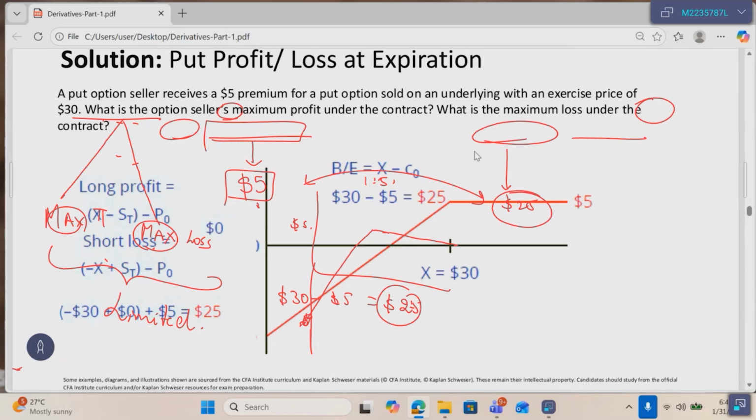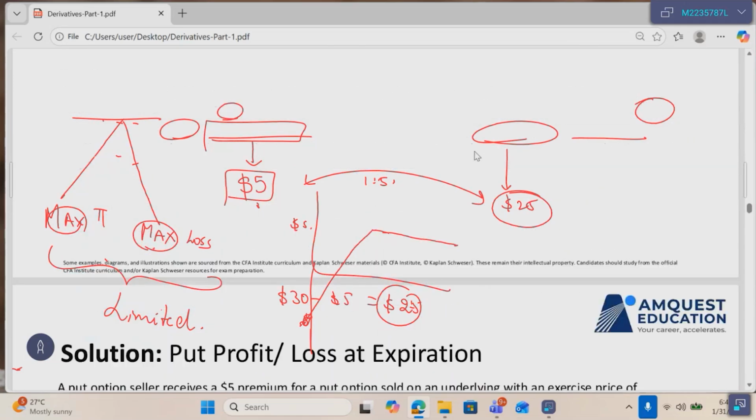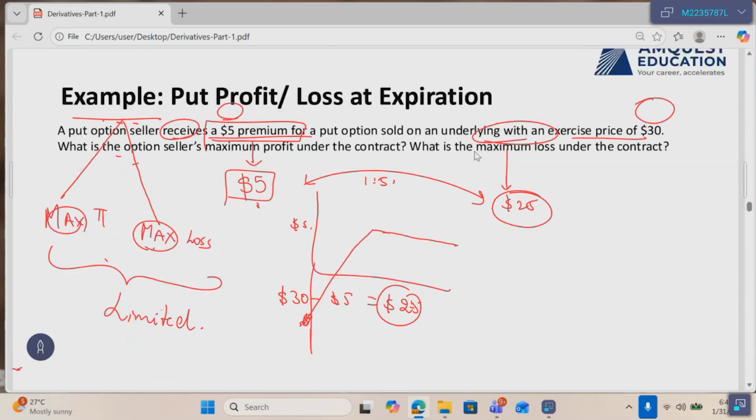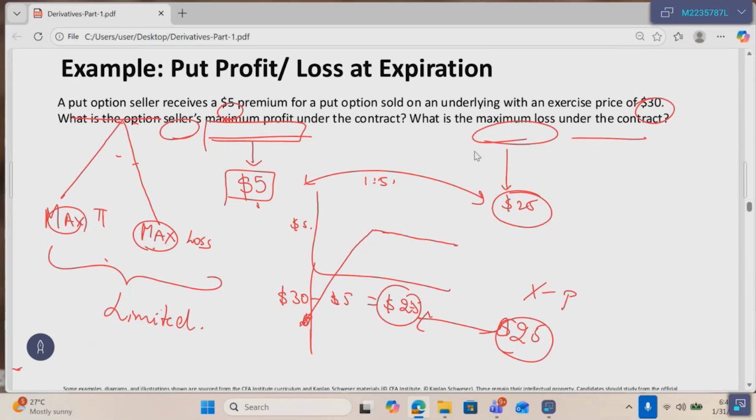I could ask you one more thing. What's the break-even point? The break-even point, remember the formula, X minus premium. So here the answer will also be $25. You will be surprised. The answer for the break-even point and the maximum loss are the same. Obviously, the break-even point is market price $25. He'll break even, after that it will be 0. So he will also lose 25. Correct? So the answer is 25 for the break-even point.